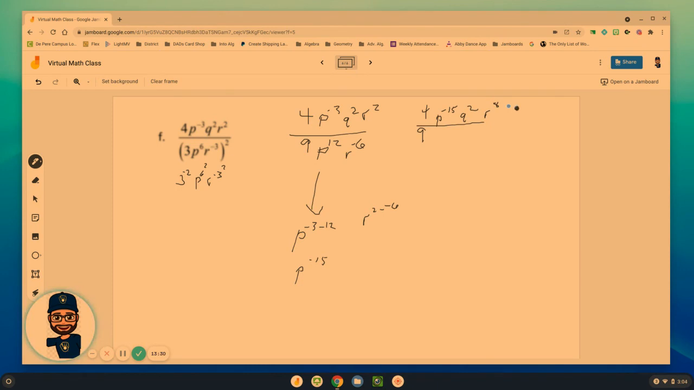Is there anything inappropriate that we need to change? You bet. This P to the negative 15th. Only this piece gets moved to the bottom because the other ones already have positive exponents. 9 stays down there, and we're bringing P to the 15th down, so that becomes our simplified version. Again, that incorporates 1, 2, 3, 4, maybe 5 of the different properties that we've learned all within one problem.